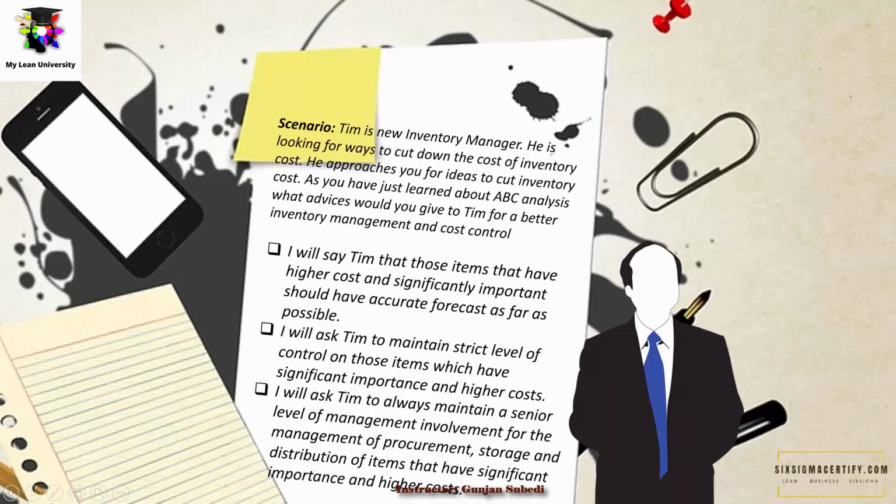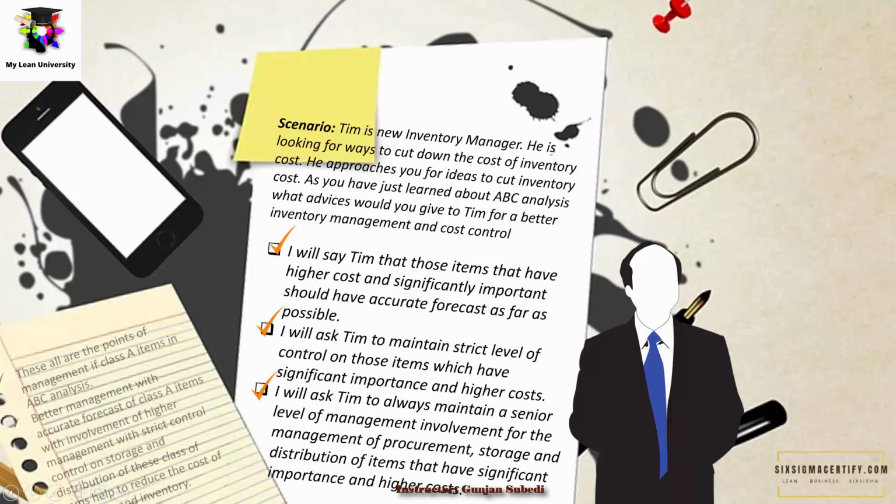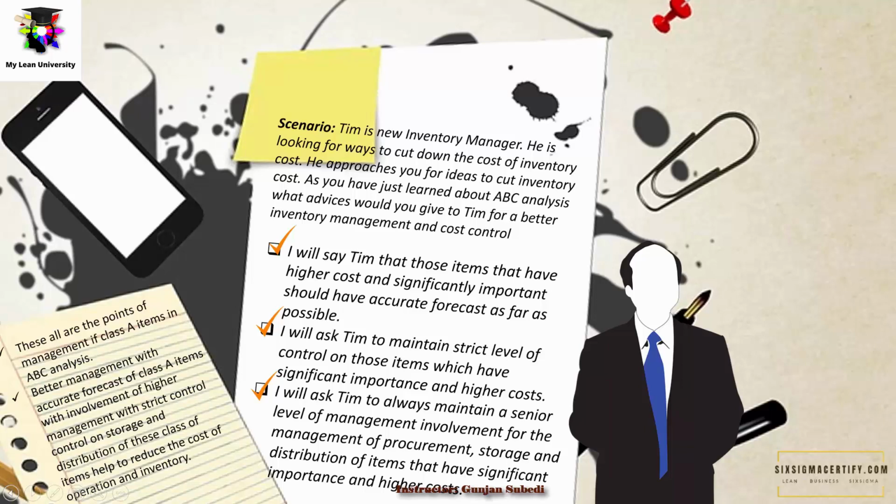Okay, let me tell you the answer for this one too. Actually, these all are the points of management of the class A items in ABC analysis. So all these points are true. A better management with accurate forecast of the class A items, with involvement of the higher management and a strict control on the storage and distribution of this class of items, helps to reduce the cost of operations and cost of inventory.